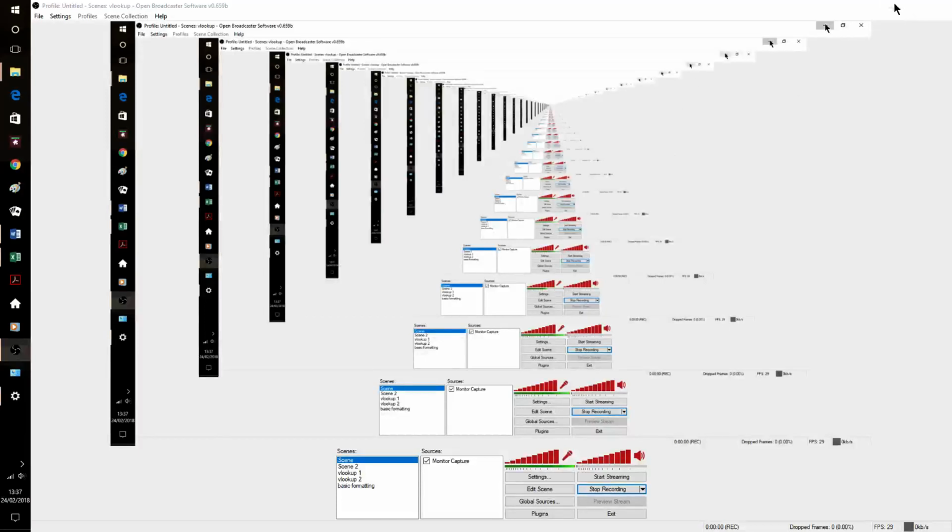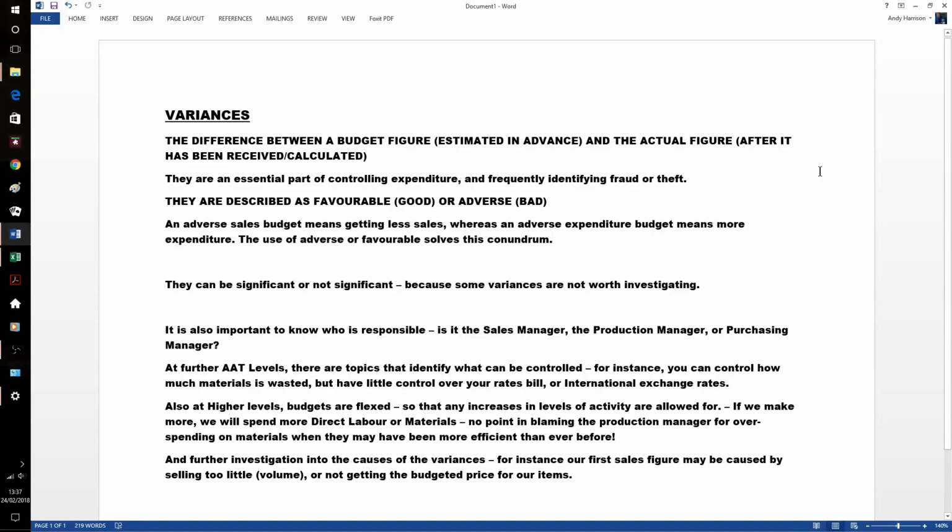Hello accounts people, time to have a look at variances. We're going to be using the spreadsheet later. I'll focus on the use of the formulas and as well to help the spreadsheet issues at level 2, level 3. Definitions first. This should only take a couple of minutes to run through.